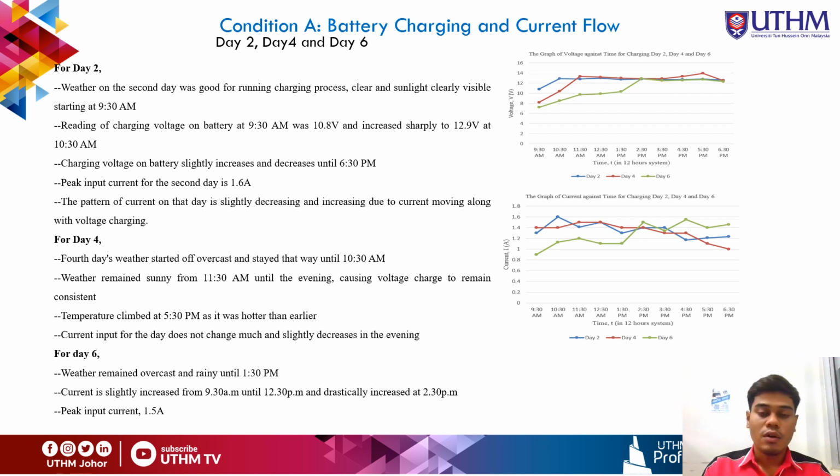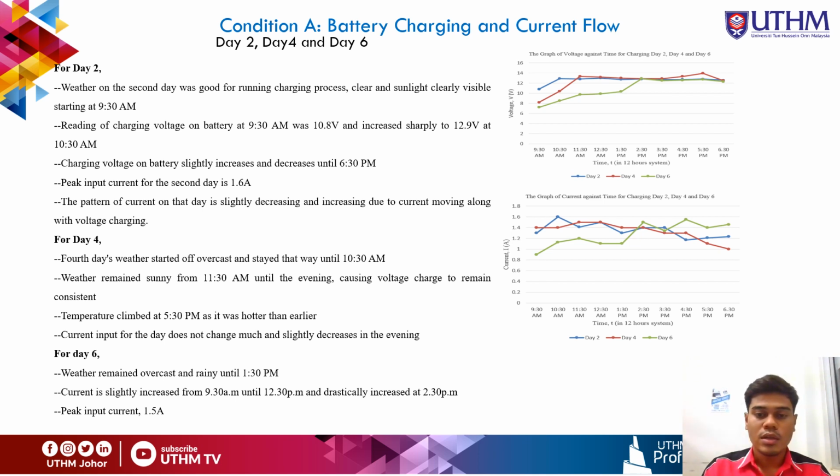For day 4, we can see that the fourth day's weather started off overcast and stayed that way until 10:30 a.m. The weather remained sunny from 11:30 a.m. until the evening, causing the voltage charge to remain consistent. The temperature climbed at 5:30 p.m., as it was hotter than earlier. The current input for day 4 does not change much and slightly decreases in the evening.